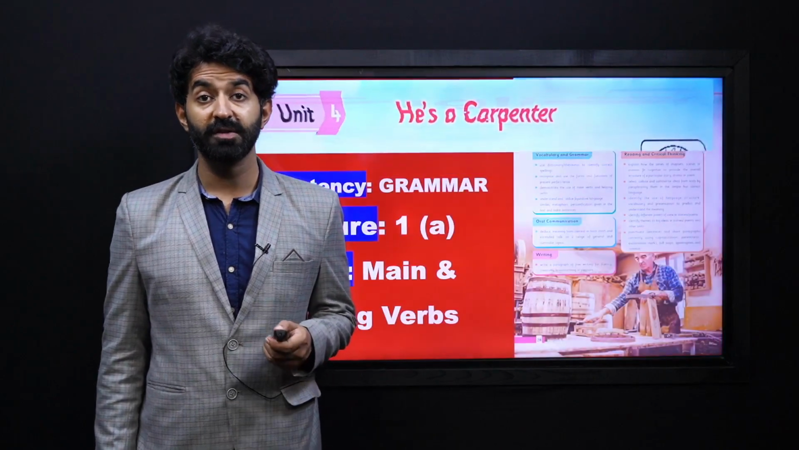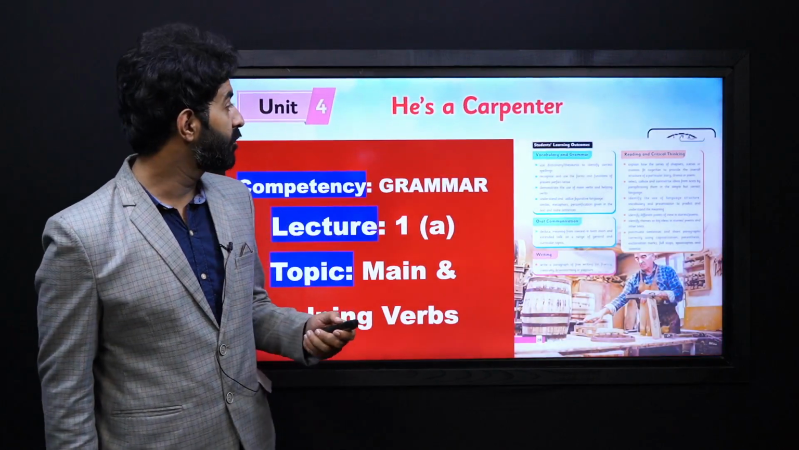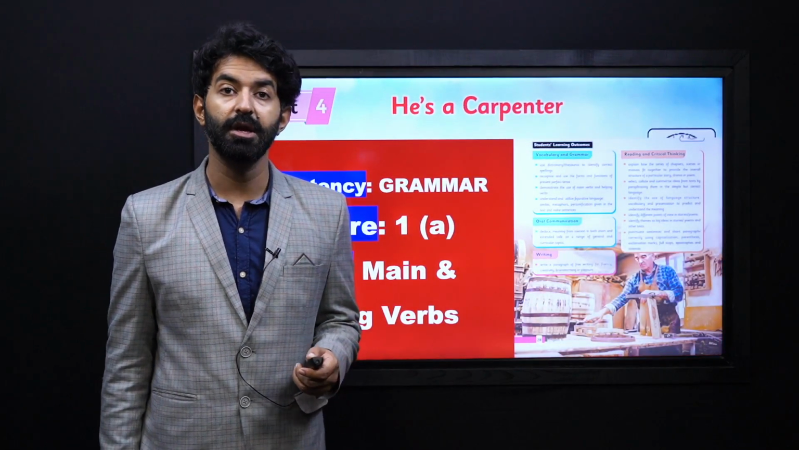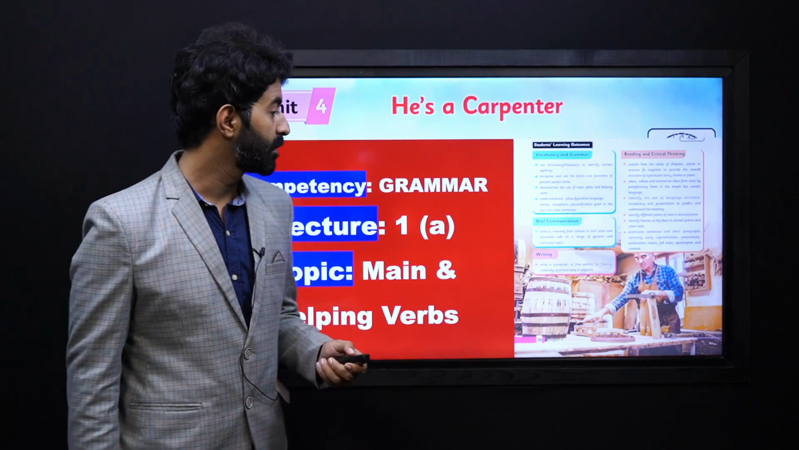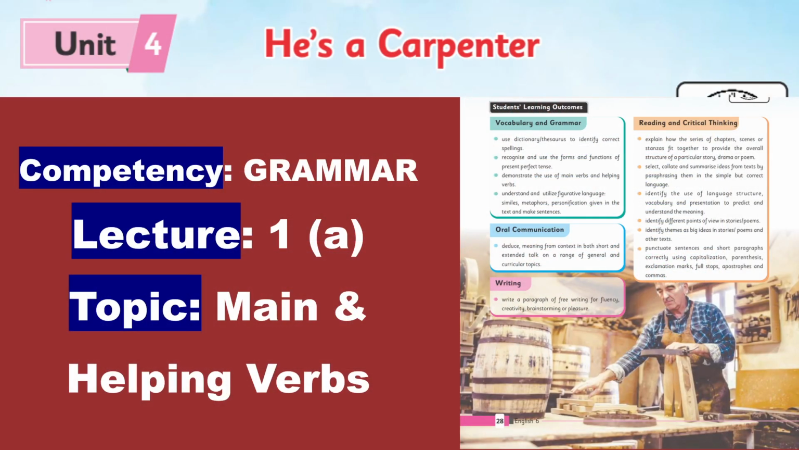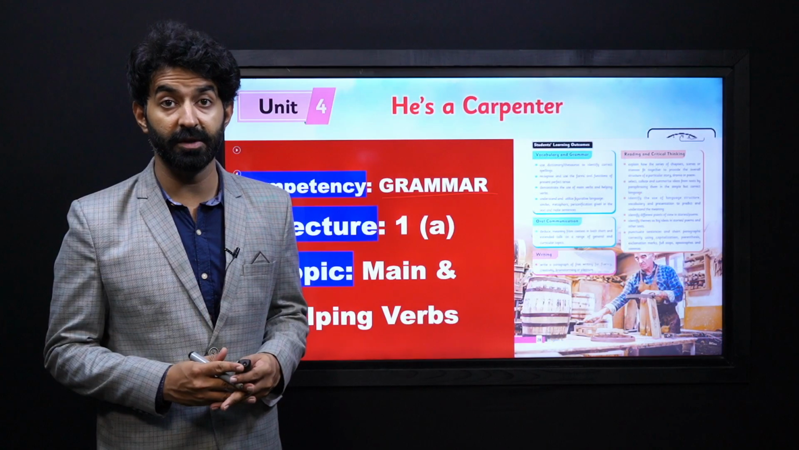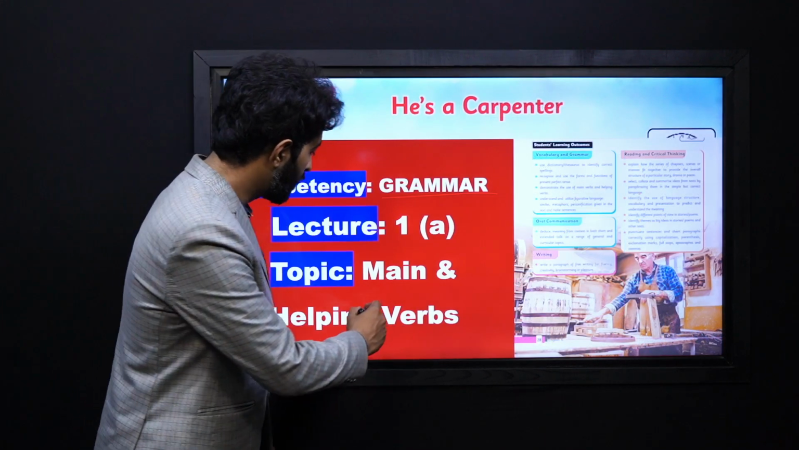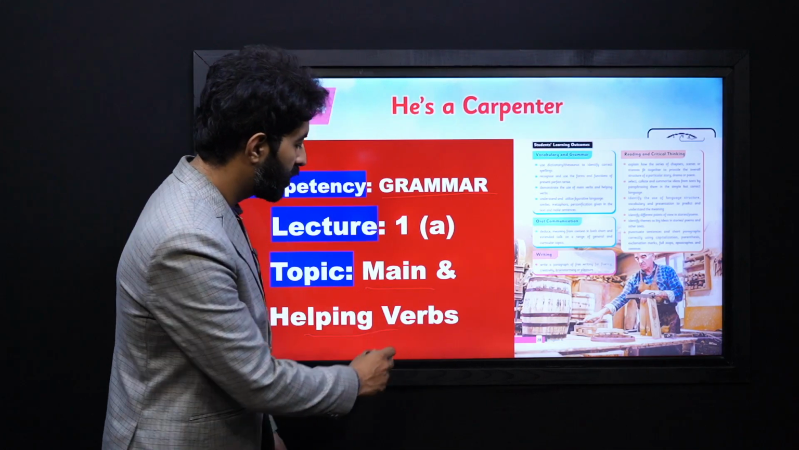So for grade 6, we are on our unit number 4. The title is He is a Carpenter. We are dealing with the competency of grammar. This is our lecture number 1A, our very first lecture, and we are talking about main and helping verbs.